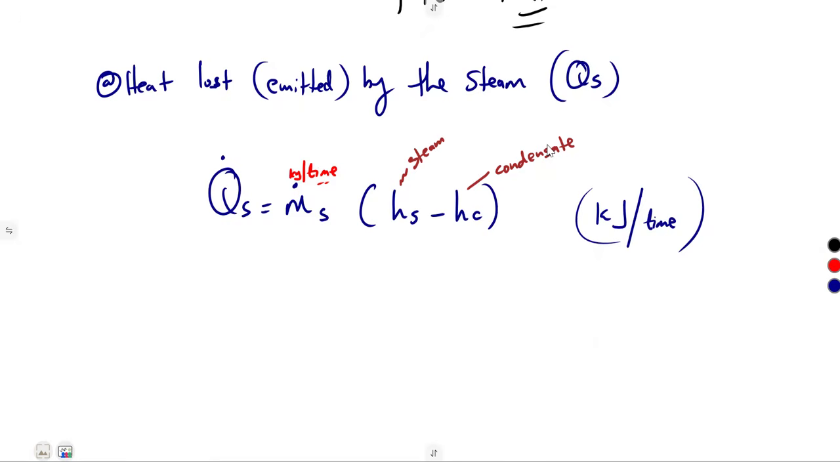We have got the mass flow rate of steam, the HS, specific enthalpy of what? Of steam, the HC, which is for the condensate. Okay. HS, which is for the steam.